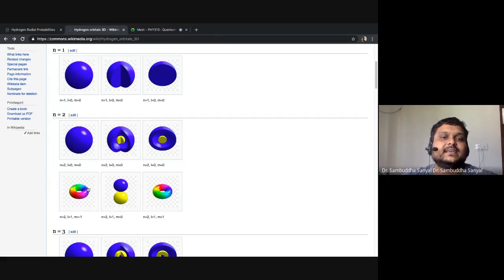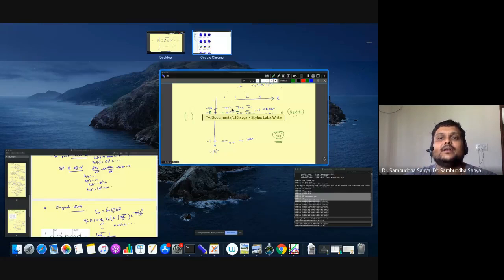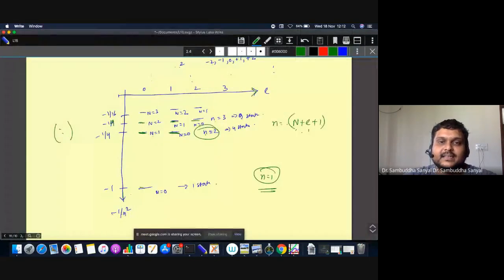You can see here that these two have only one symmetry, which is the M symmetry. But even if we are not accounting for the M, even if I look at M equal to 0 for both of these states, they don't look very symmetric. One has a perfect spherical symmetry, another has symmetry only along this axis. Similarly, you will find a lot of degeneracy which you cannot account for.